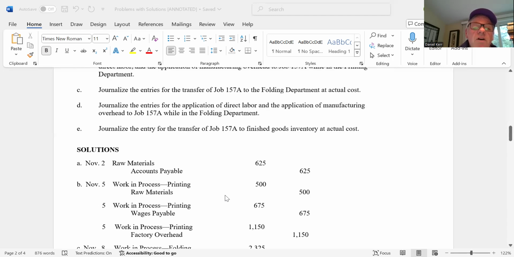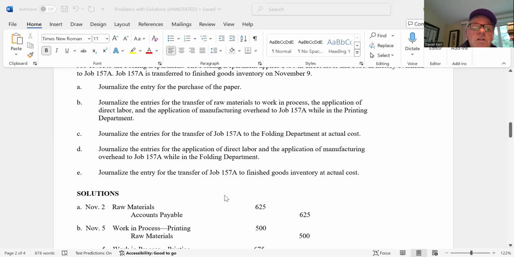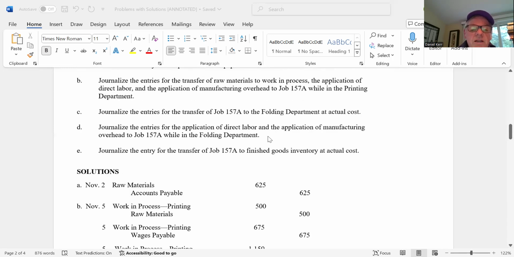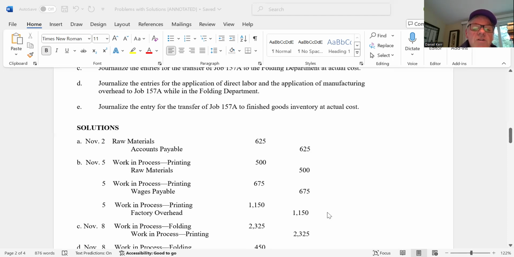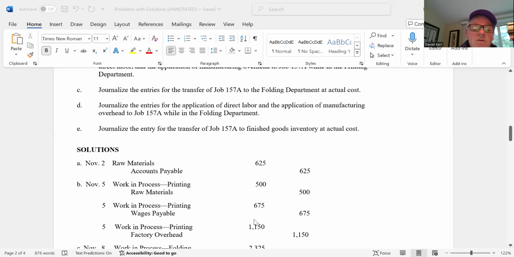And also you have wages that were incurred. Got to apply the direct labor, and the direct labor was $675. So that's a debit to work in process and a credit to wages payable. And you have factory overhead. So that's a debit to work in process printing, 1,150, and a credit to factory overhead, 1,150.